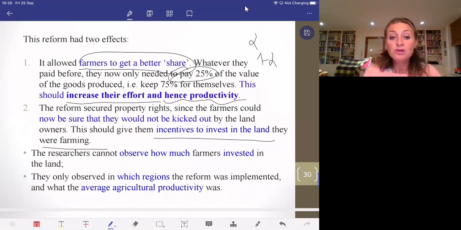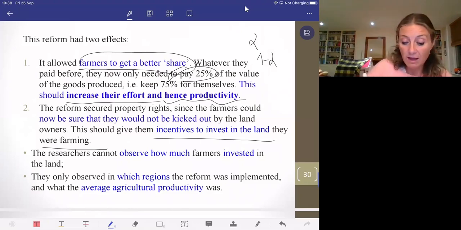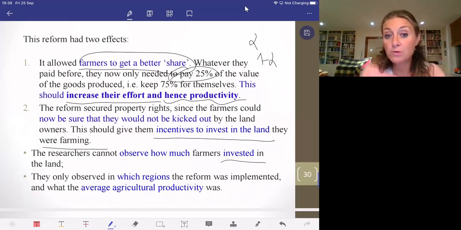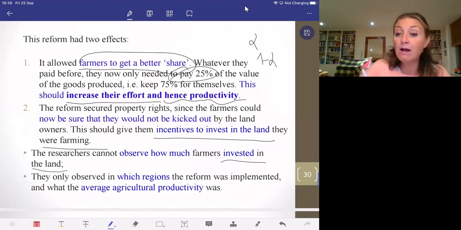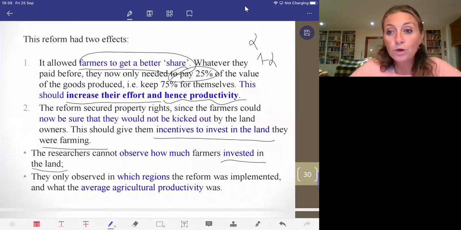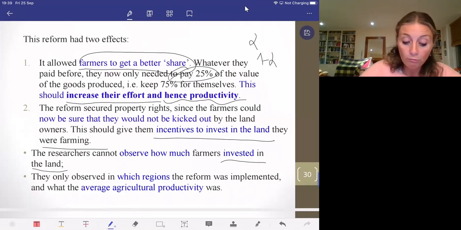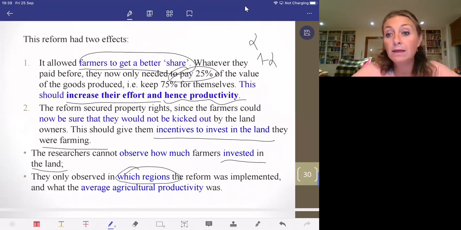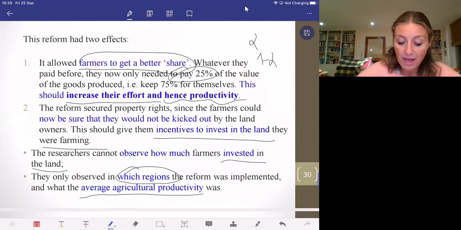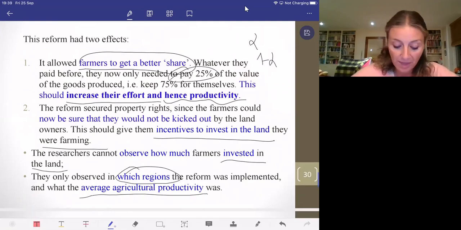One thing that the researchers could not observe is how large this investment was, because this is something that they were not allowed to see. Well, it was not easy to record and keep track of for every farmer. But the only thing they know is, first of all, what region the reform was implemented in. And the other element that they can check is the average agricultural productivity.